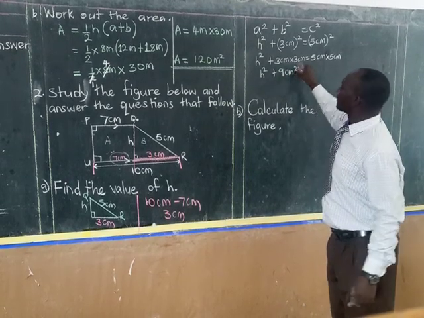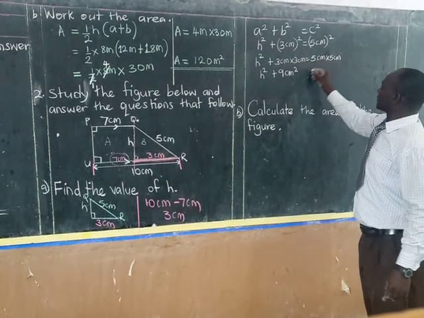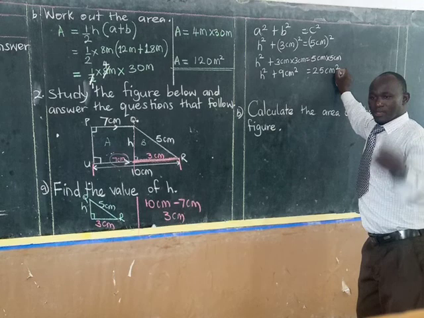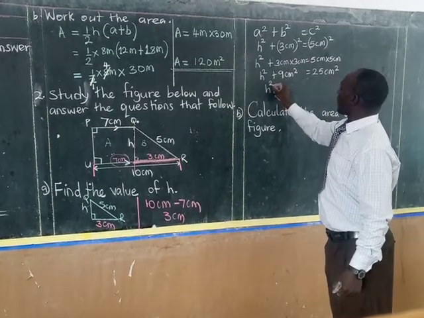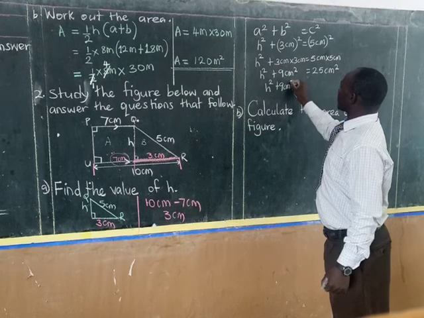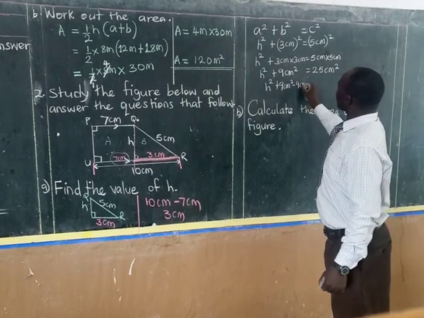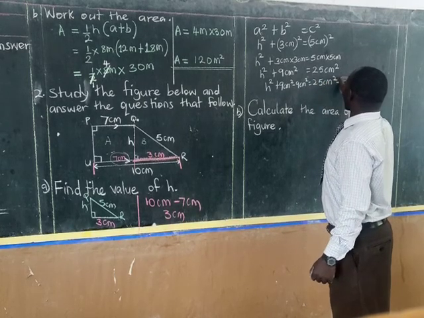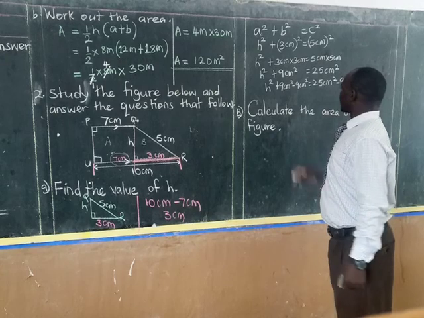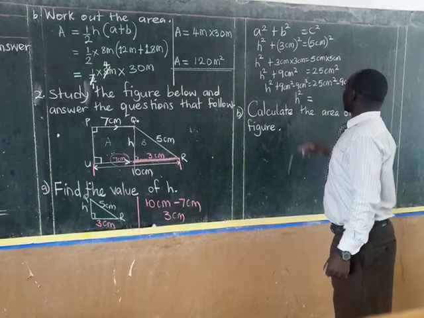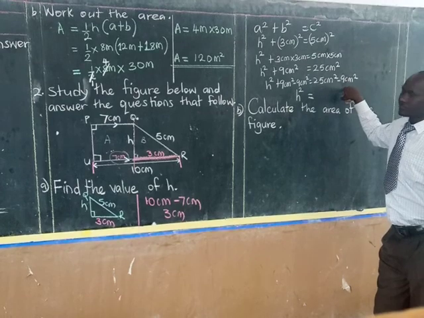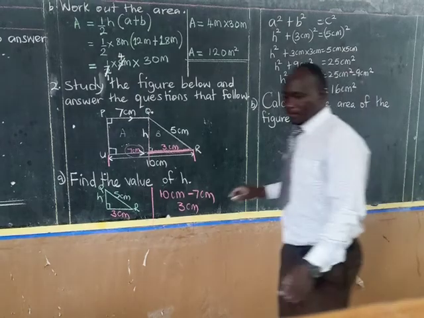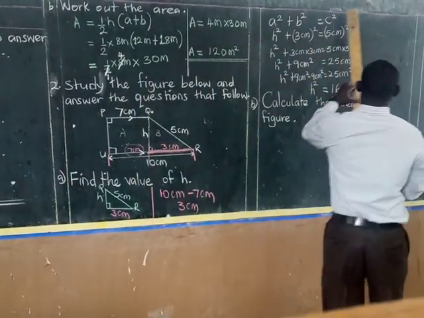9 square centimeters, because 3 times 3 gives us 9, then this is 25 square centimeters. Collect like terms. h squared plus 9 square centimeters, take away 9 square centimeters, should be equal to 25 square centimeters, take away 9 square centimeters. When you subtract, what remains? 16 square centimeters. That is h squared.